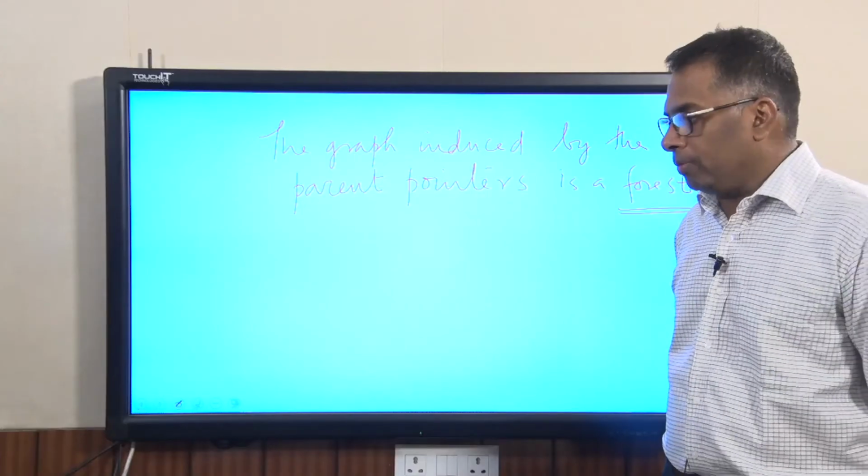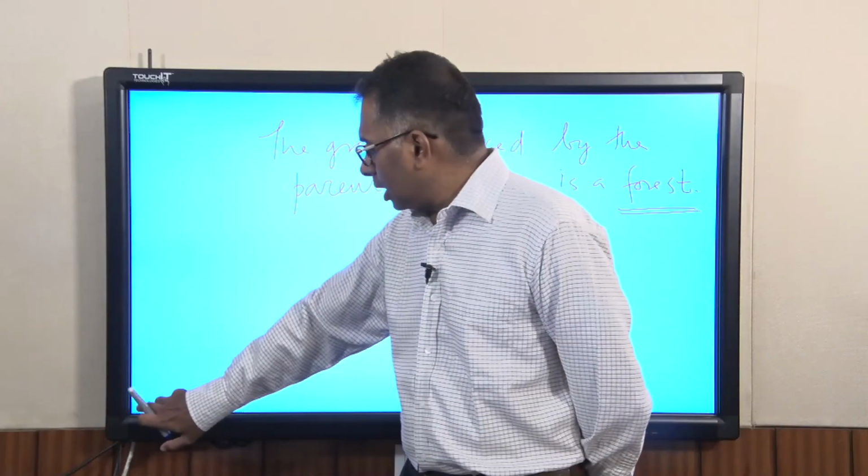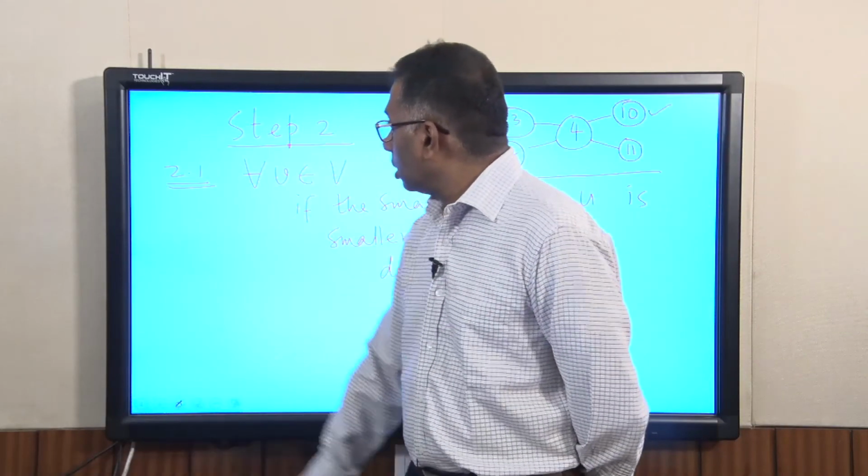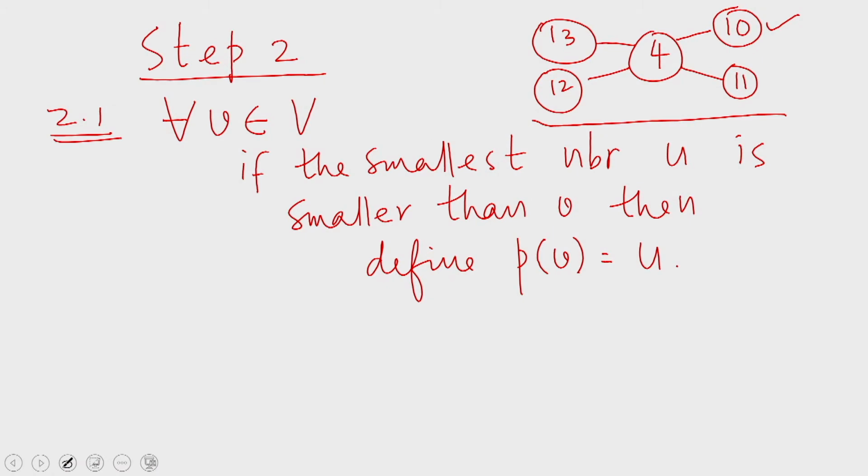This is because we cannot be forming cycles. Once again, let us go back to step 2.1. In step 2.1, we define parent pointers that are from larger nodes to smaller nodes. So, here a local minimum failed to choose a parent because all its neighbors were of larger values. So, apart from local minima, all are choosing the smallest of its neighbors as the parent, but this smallest happens to be smaller than V itself.